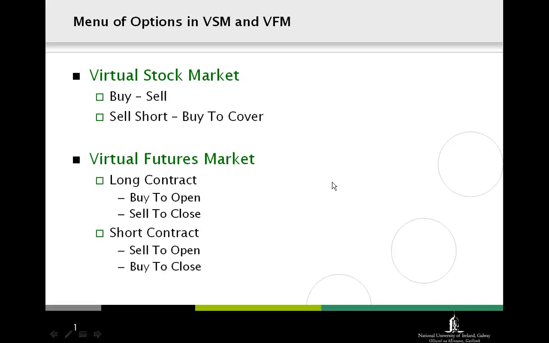In the virtual futures market, we may open long contracts and short contracts. When we open long contracts, we say that we buy to open, and when we close them, we say that we sell to close. When we open short contracts, we say that we sell to open, and when we close them, we say that we buy to close.